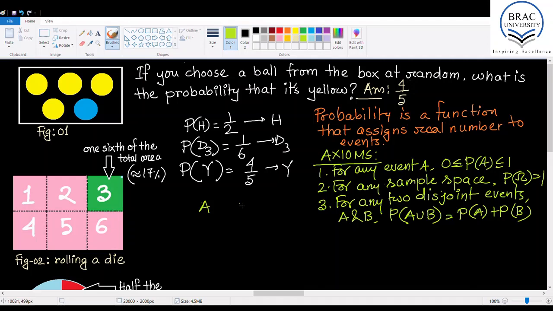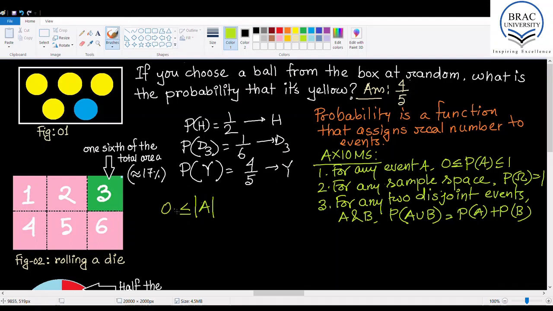So the least number of elements that A might have is 0, because no set can have a negative number of elements, right? You can't say that I have minus 50 students in my class, or I am minus 18 years old, or there are minus 2 apples in the box. So there are some figures that cannot be negative. So the cardinality of any set A, in this case an event, should be greater than or equal to 0.